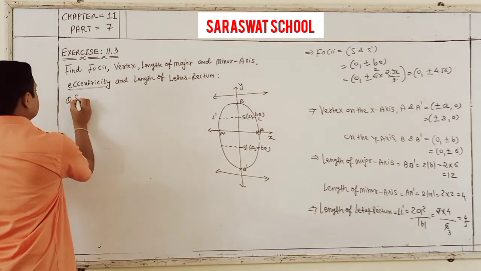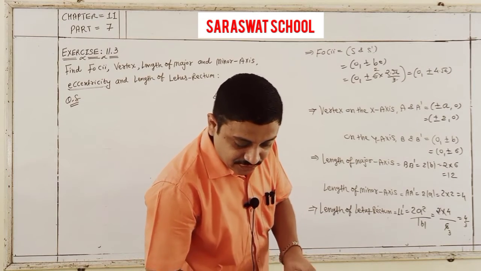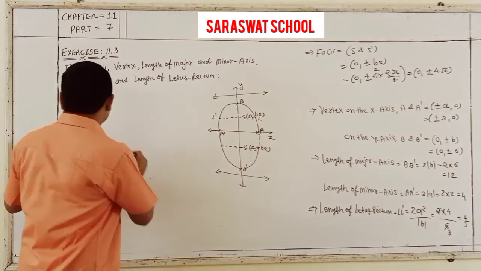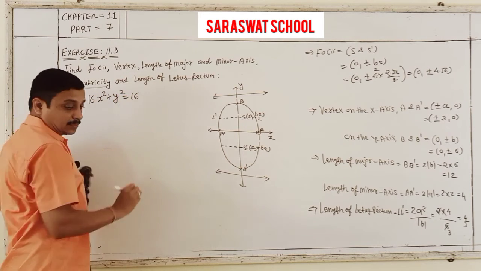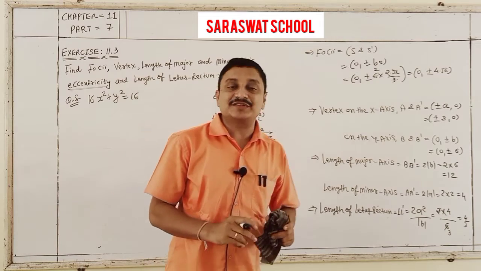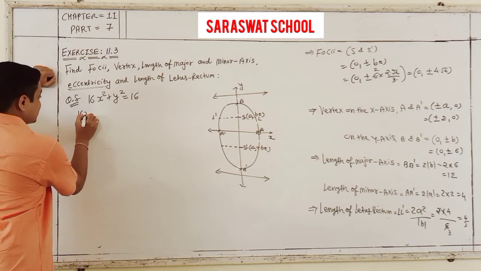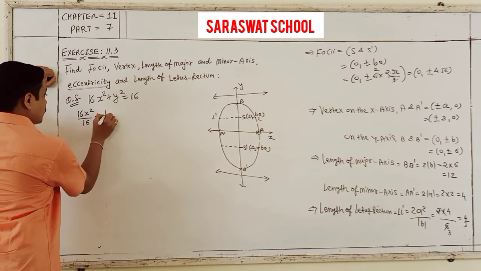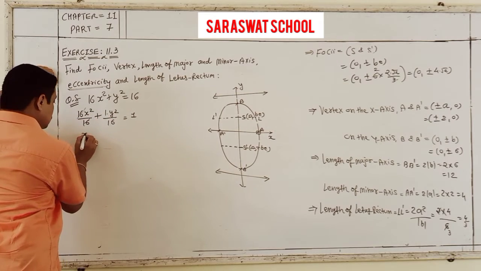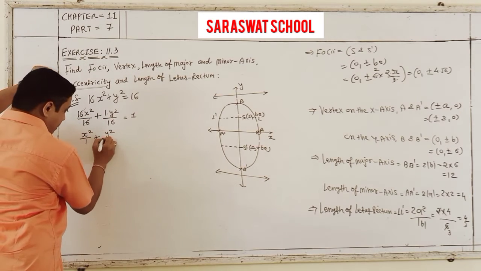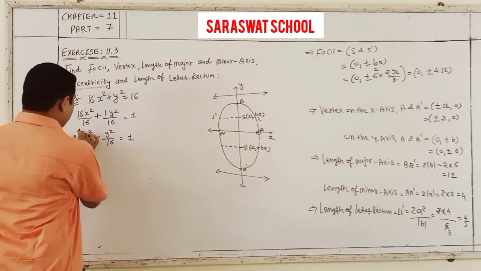Question number 8, and the equation given is 16x square plus y square is equal to 16. Students, here also I divide each term by 16. So 16x square by 16 is 1, y square by 16 is equal to 1. This cancels, so x square by 1. Actually, this drawing comes the same, that's why I am not drawing that.